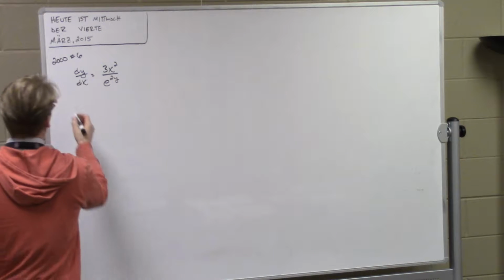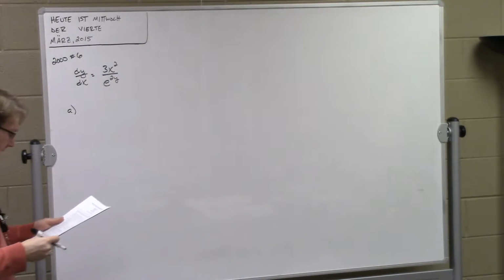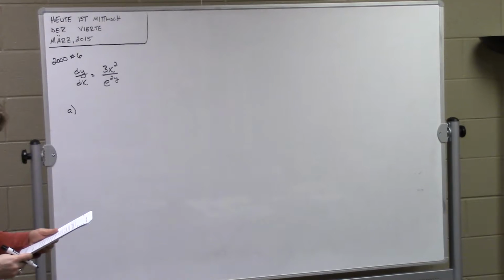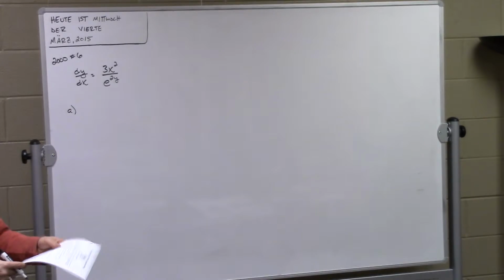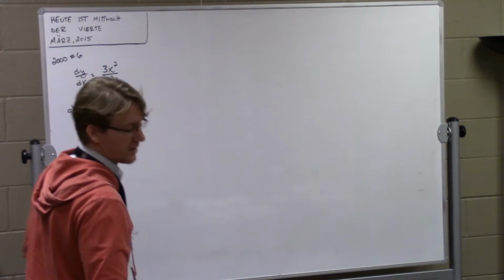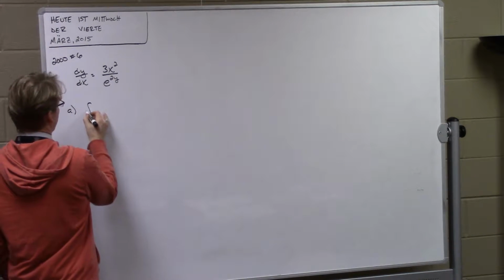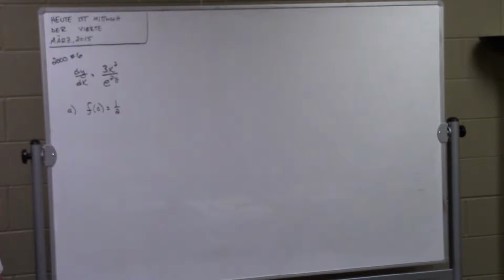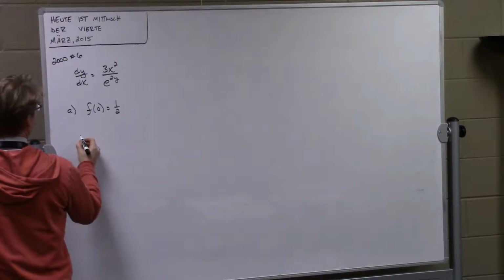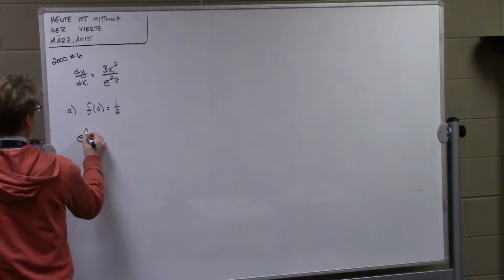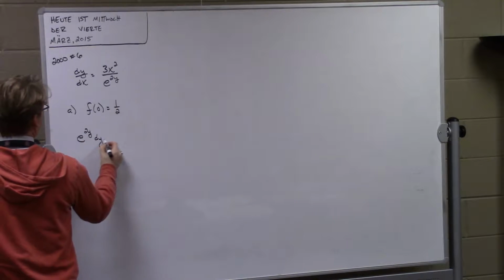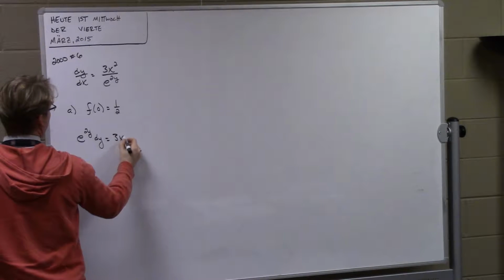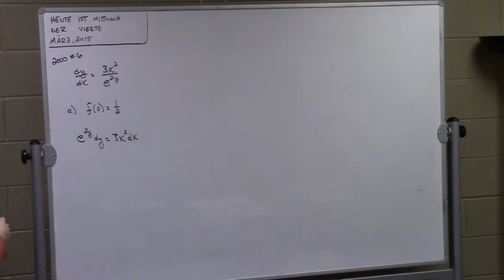Part A, find a solution y equals f of x to the differential equation satisfying the condition that f of 0 is equal to a half. Alright, so we'll need this to help us find our plus c. I'm banking on this being the big point question, since it's the one where we're finding the equation, either 5 or 6 points out of this. So separate the variables first. That's going to give us e to the 2y dy is equal to 3x squared dx.